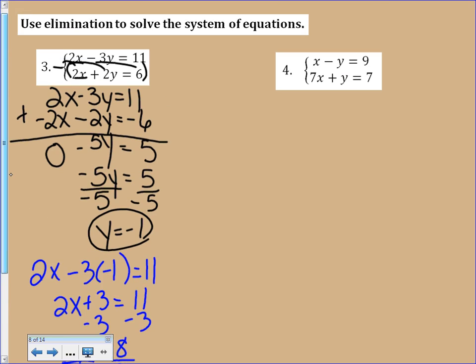So then I can go ahead and write out the coordinate point that is the solution for this, which is 4, negative 1. Your x comes first, your y comes second when you're writing out those points.